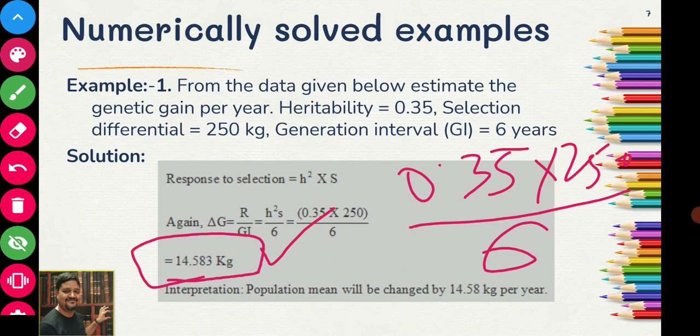Your interpretation will be that the population mean will be changed by 14.58 kg per year. So in 6 years, that is the total change you will be able to make. But if somebody is asking what will be the genetic gain per year, then you have to divide the response to selection by the generation interval, and then interpret that this much genetic gain per year will be obtained in the selection that we are performing.